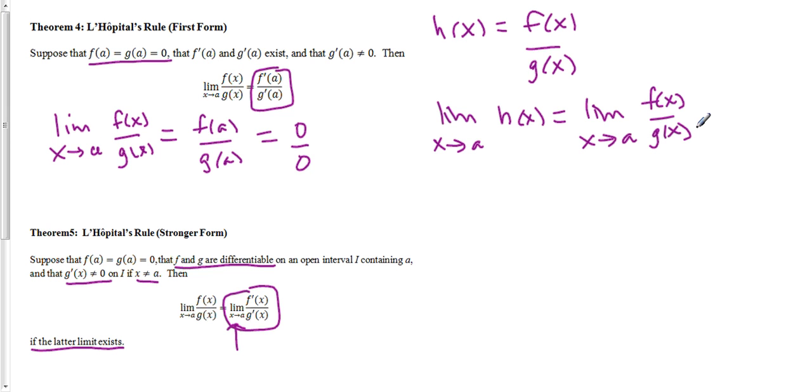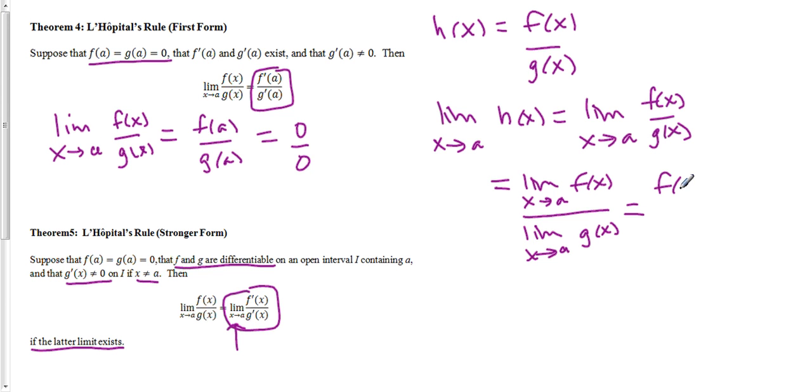And by the property of limits, I can divide these out and say that I've got the limit as x goes to a of f of x, divided by the limit as x goes to a of g of x. And if I substitute in for the limit, I'm going to have f of a over g of a, which is going to give me 0 over 0.